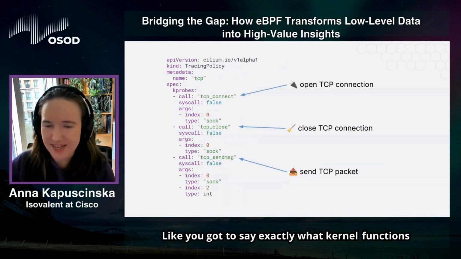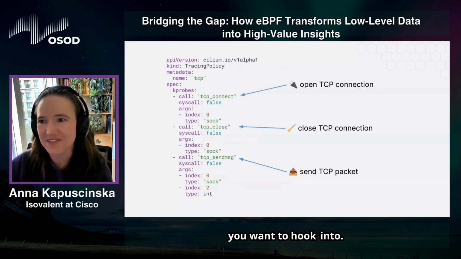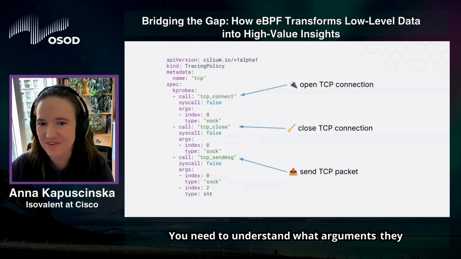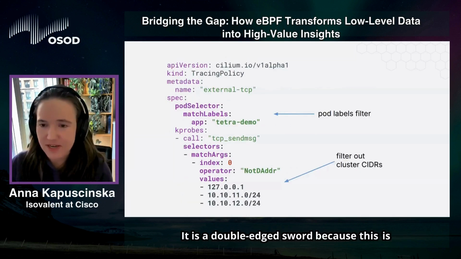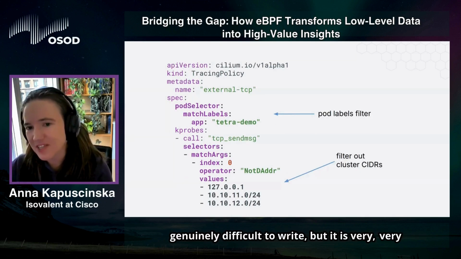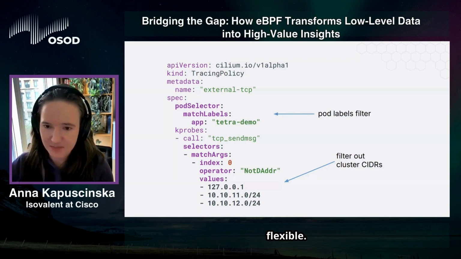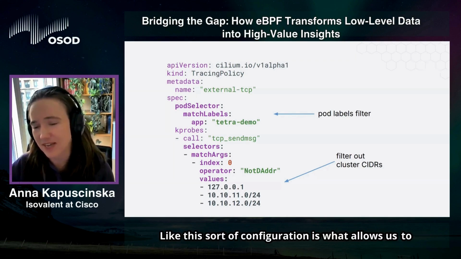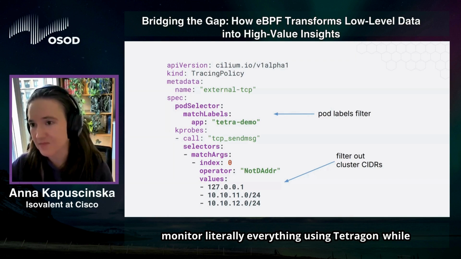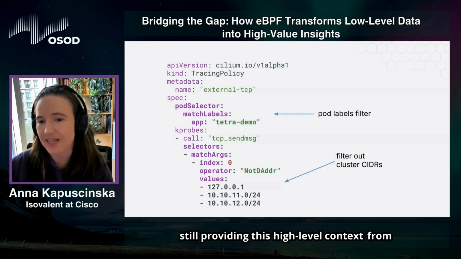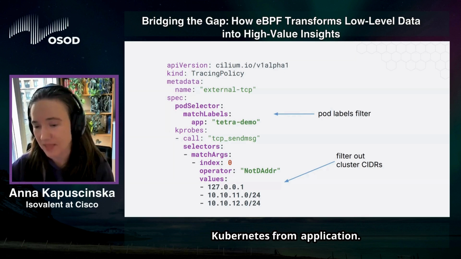You have to say exactly what kernel functions you want to hook into. You need to understand what arguments they take and what values they return. It is a double-edged sword because this is genuinely difficult to write, but it is very, very flexible. This sort of configuration is what allows us to monitor literally everything using Tetragon, while still providing this high-level context from Kubernetes and from the application.